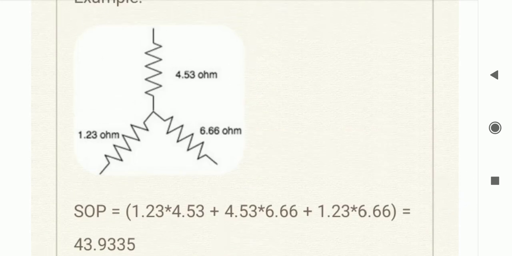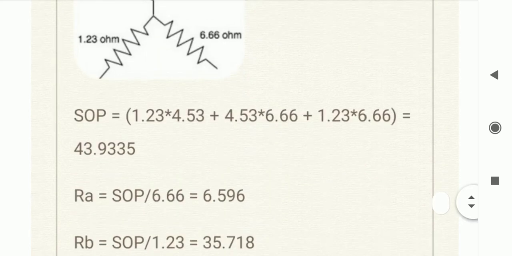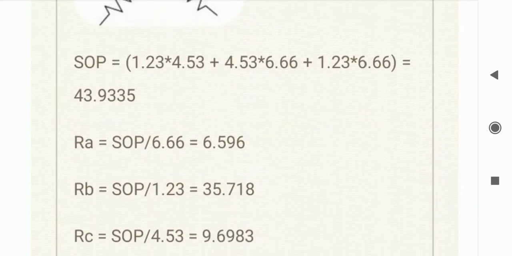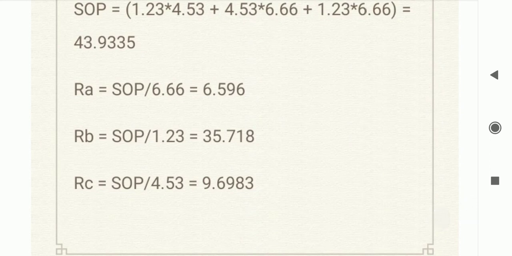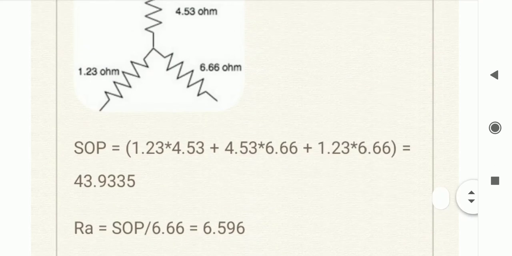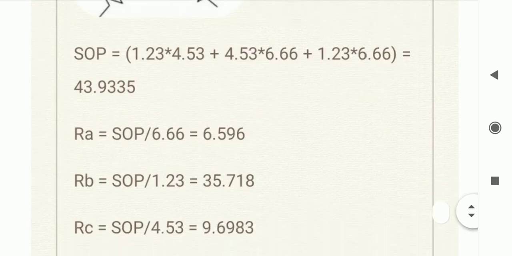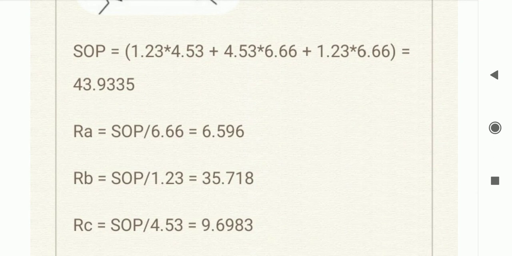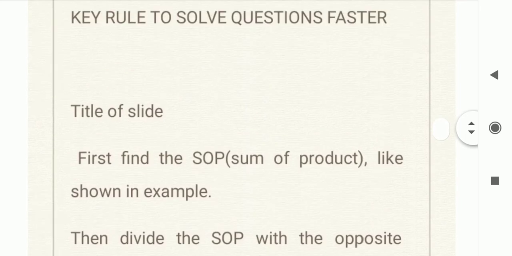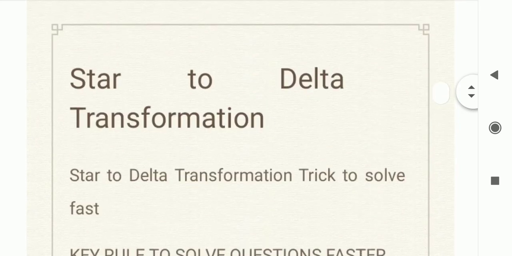Then if we want to find the resistance RB, that is between 4.53 and 6.66, we find it like this: SOP divided by the opposite resistance, that is 1.23. The result will be 35.718. And lastly, if we want to find RC, that is the third resistance of the delta network, we divide the SOP by 4.53, that is the opposite resistance to the branch RC, and hence we got 9.6983. So this is how easily you can solve any kind of question based on star to delta transformation.